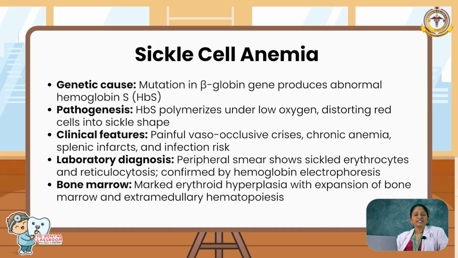Next, we move on to sickle cell anemia. Sickle cell anemia occurs due to mutation in beta globin, which causes sickling, hematologic damage and multi-organ complications. In this condition, hemoglobin A is replaced by hemoglobin S. When the red cells undergo deoxygenation, this hemoglobin S will undergo sickling.